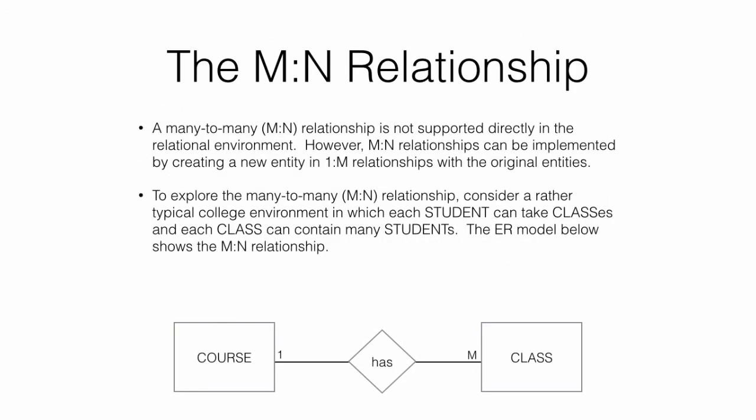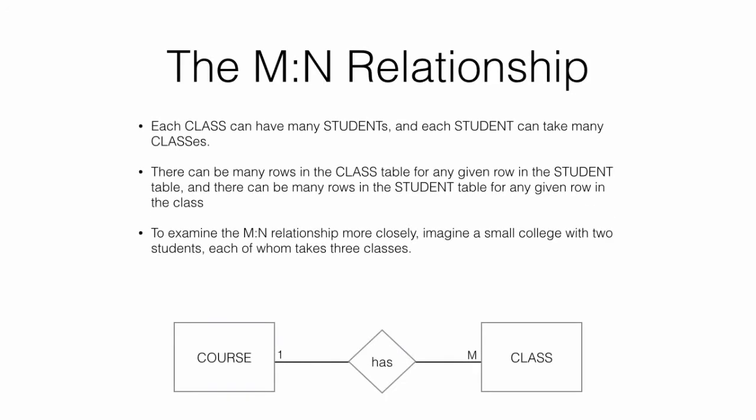A many-to-many relationship is not supported directly in a relational environment, as we mentioned before. However, a many-to-many relationship can be implemented by creating a new entity. Problems that are caused by many-to-many relationships can be avoided by creating a composite key. This is called creating a bridging table. Consider a typical college environment in which a student takes classes, and each class can contain many students. So each class can have many students, and each student can take many classes.